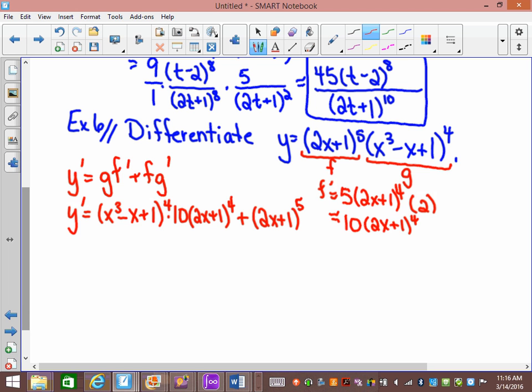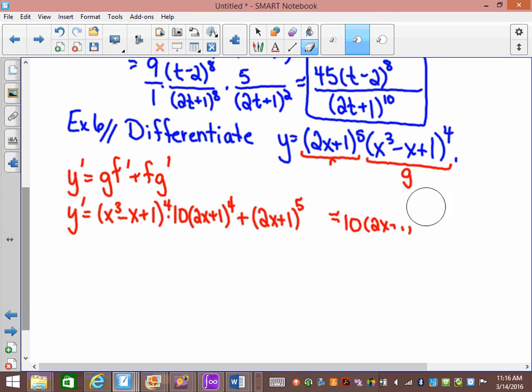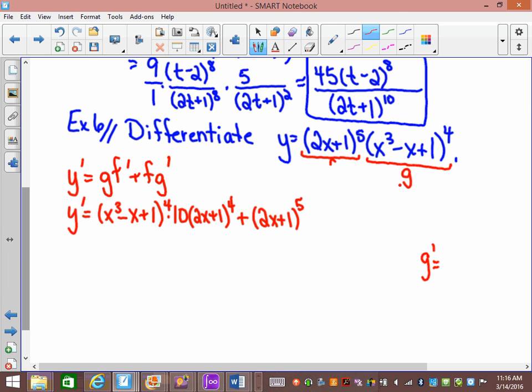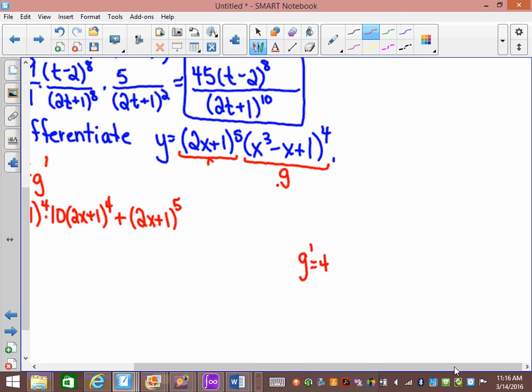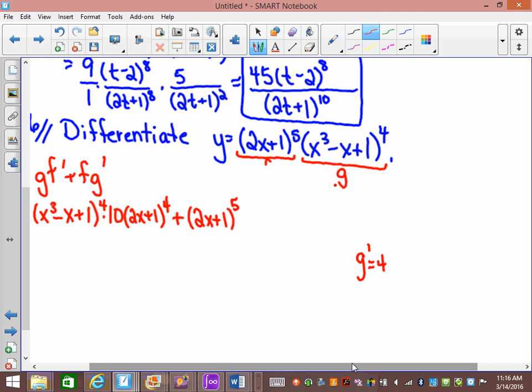Then we have f times g prime. I have to ditch this because we have to keep writing. G prime, I'll do down here. G prime is just drop the 4 in front, rewrite it, x cubed minus x plus 1. Drop the exponent by 1, 3. And then multiply the derivative of what's inside. So x cubed minus x plus 1, the derivative of that is 3x squared minus 1. And then I take that and make it join the front.